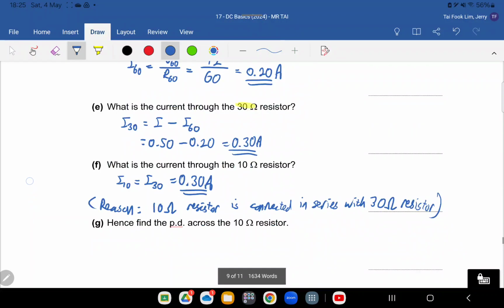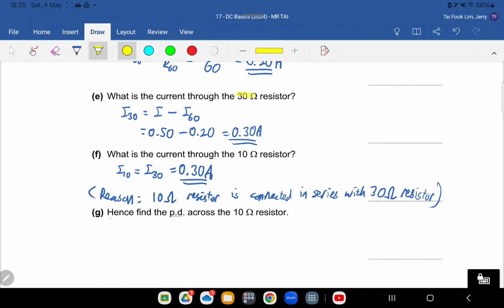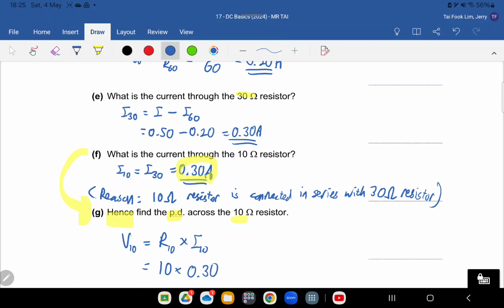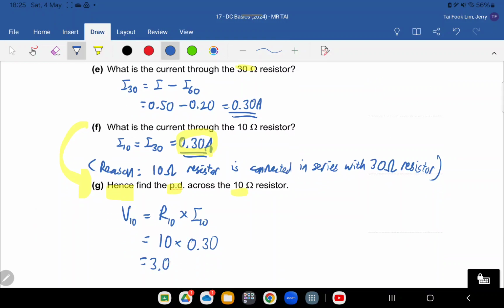The next part is quite okay. Hence means use the answer from part F to find the potential difference across the 10 ohm. So the potential difference across the 10 ohm is the resistance times the current. And we know that the resistance is 10. The current has been found over here. So 0.30, and the final answer will be 3.0 volts.